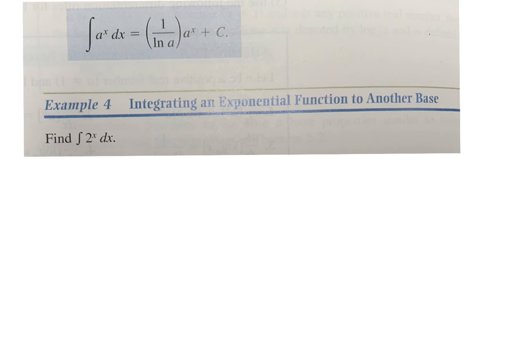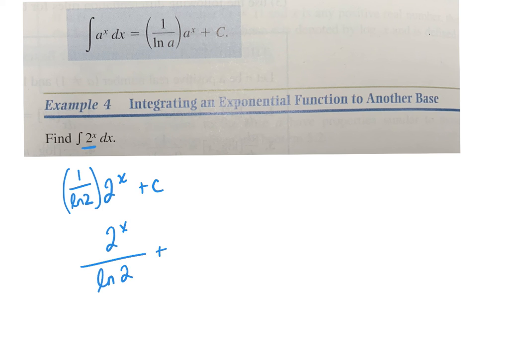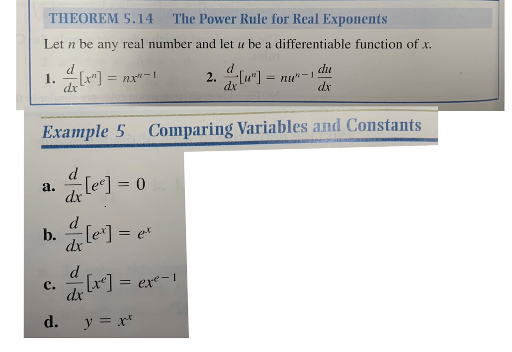It's pretty much just going backwards. So the integration of a to the x is just a to the x. And then you have to multiply by 1 over your natural log of that base plus c. So for this one, the integration of 2 to the x is just 2 to the x, but we do have to multiply by 1 over your natural log of 2, and then, of course, plus c. So you could write it 2 to the x over natural log of 2 plus c. That's easy. You just have to remember it.